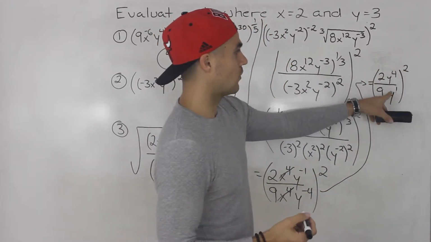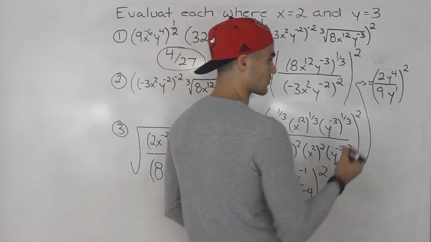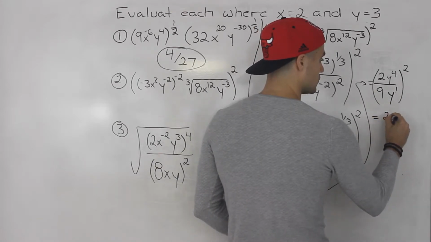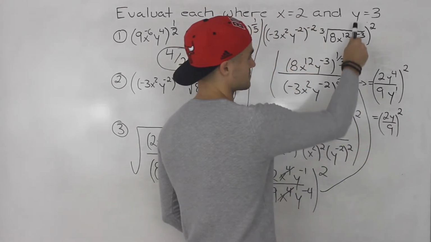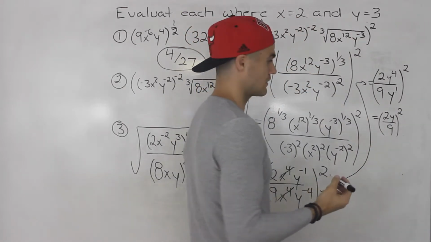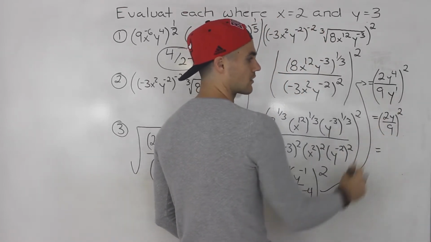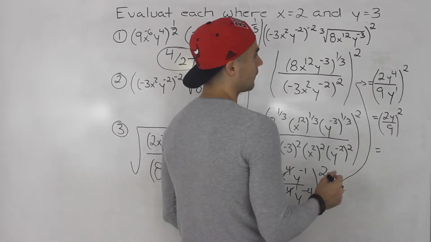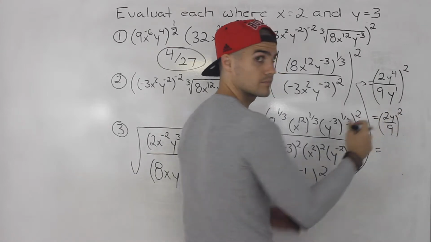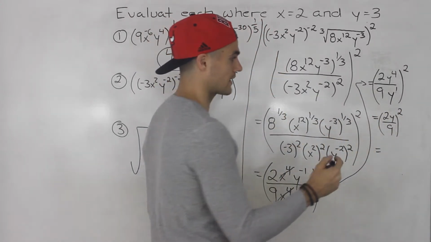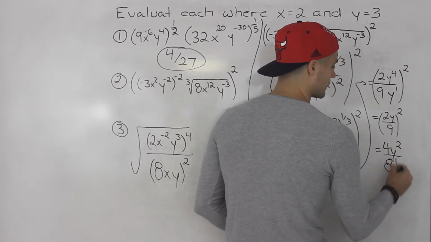So y^4 over y^1, subtract the exponents, so that would end up being y^3. So we're going to end up with 2y over 9, and that's going to be squared. You can actually just plug in a y value of 3 at this point if you like, or you could even distribute the exponent to the numerator and the denominator. So let's just simplify this further. So this 2y is going to be squared, that whole expression. So (2y) squared ends up being 4y squared, and then 9 squared ends up being 81.